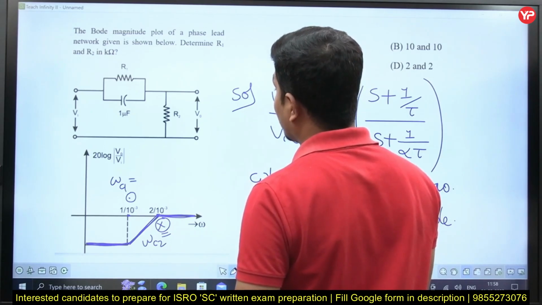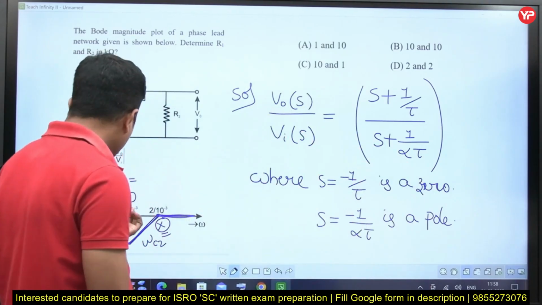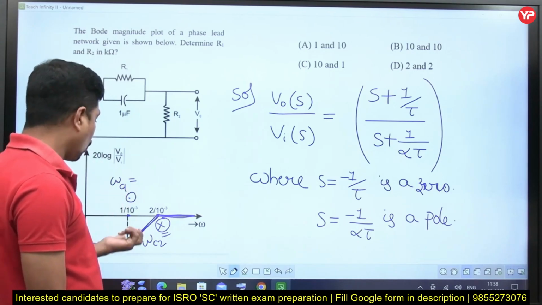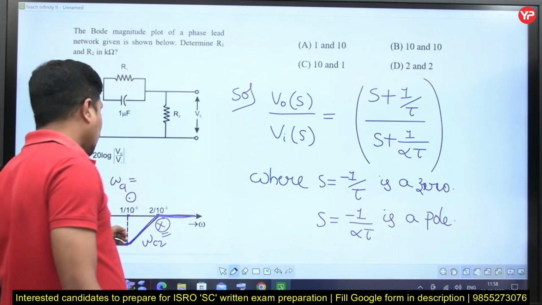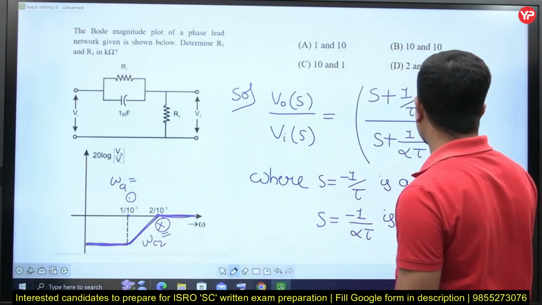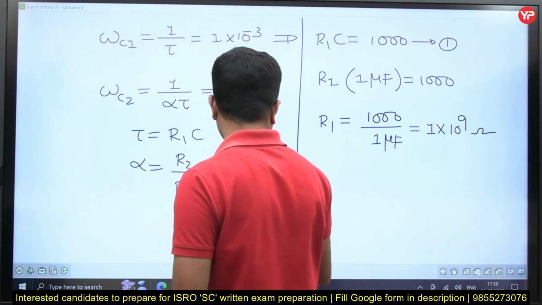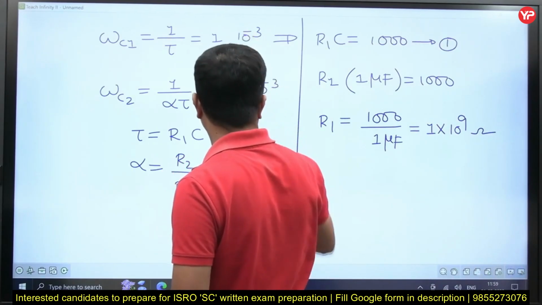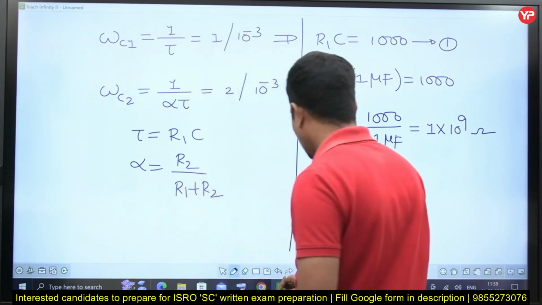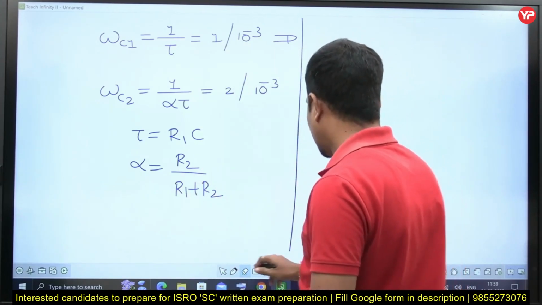Capacitance is given in microfarads. So this is omega C1, the frequency. Omega C1 is equal to 1 by tau. Sorry, I took it the wrong way. This is 1 by 10 to the power of minus 3. I took it wrong, please observe. That's why the options are not matching. Now from here I have to redo everything. I am doing it again.